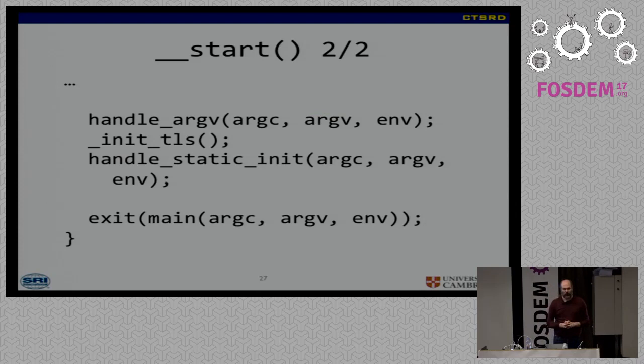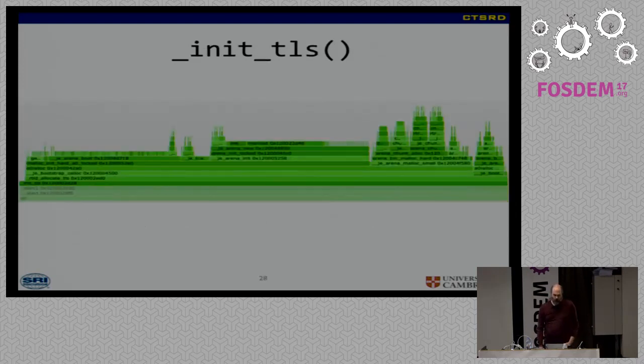Next up, init_tls. This is actually why this program is so big. So init_tls sets up thread local storage. Thread local storage is much like global variables, except that they're per thread. You might think it's a simple hello world. Why do I have thread local variables?